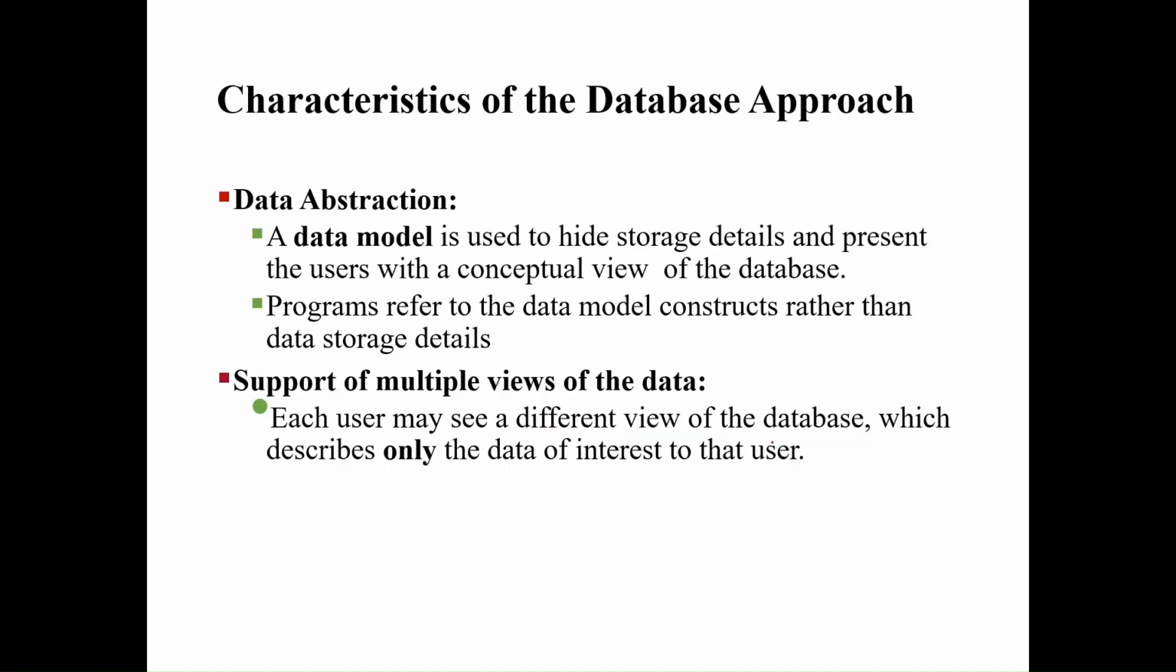Next is data abstraction. The data model is used to hide the storage details, where the data is stored. When we do a reservation through IRCTC, we are unaware of where the data is stored and on which server, whether the server is in Chennai or in Delhi. The data model is used to hide the storage details and present users with a conceptual view of the database. As per the requirement, the accessing of data from the database is different for different users. The program refers to the data model constructs rather than data storage details.